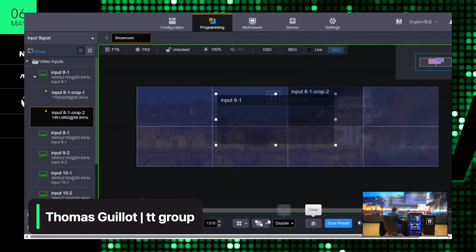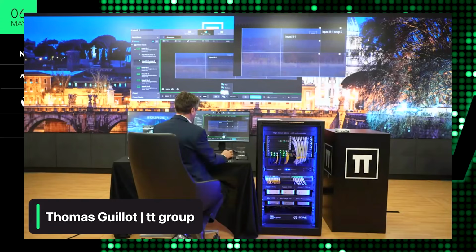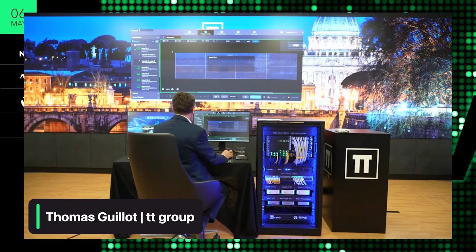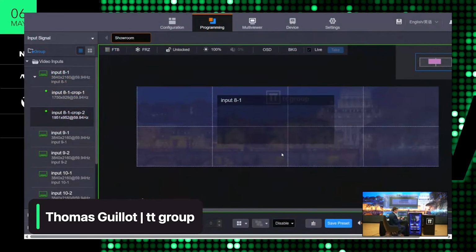I can put it in the background if I prefer. So I'll put it down. Sorry, this one, I put it in the background. And I can remove it. I can do this for all of my sources. Because this controller is directly driving the LED wall, of course, I have directly the control of my LED wall.